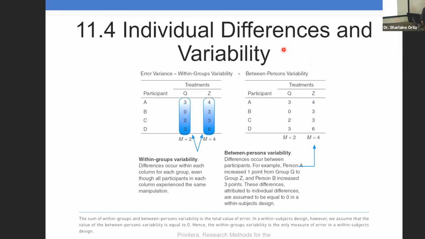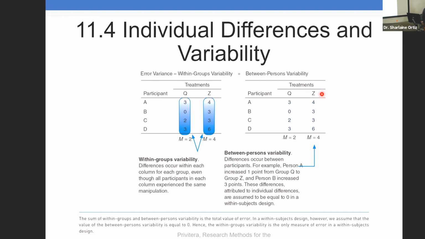Now, if I capture your attention towards the right of your screen, let's look at that between persons variability. Notice that in this case, as it states here, differences are going to occur between the participants. So here it's not a column; it's within that same participant, that same treatment, but instead of a column, it's actually horizontal. And why is that? Because I am looking at the differences between the participants.